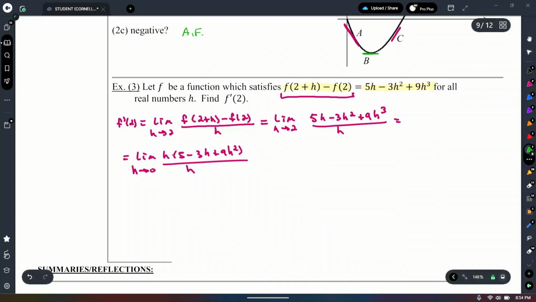over h. My h is reduced, and when h goes to 0, just looking at this, we know that this h is going to become 0, and this h is going to become 0. We're just left with 5, and that's it.